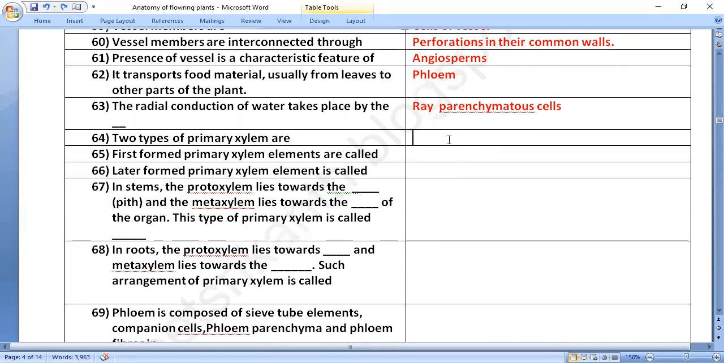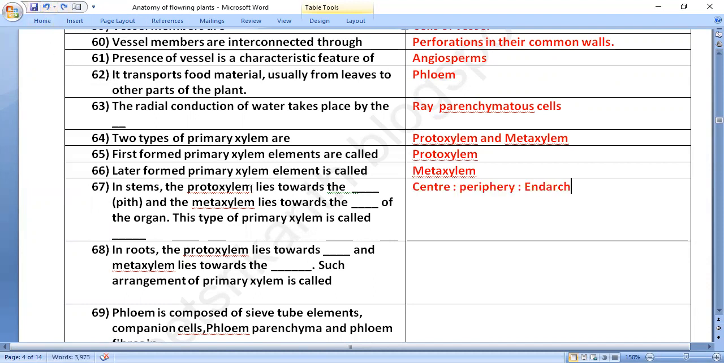The two types of primary xylem are protoxylem and metaxylem. First formed primary xylem elements are called protoxylem. Later formed xylem elements are called metaxylem. In stems, the protoxylem lies towards the center and the metaxylem lies towards the periphery of the organ. This type of primary xylem is called endarch.